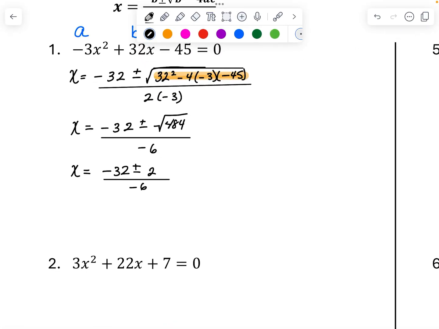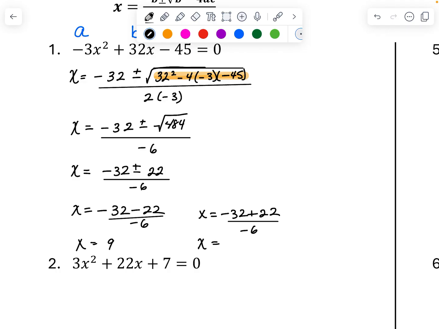So that would be x equals negative 32 minus 22 divided by negative 6, and negative 32 plus 22 divided by negative 6. And that would be negative 54 divided by negative 6, which is 9. And that would be negative 10 over negative 6, which is 5/3. So our answer would be 5/3 and 9.